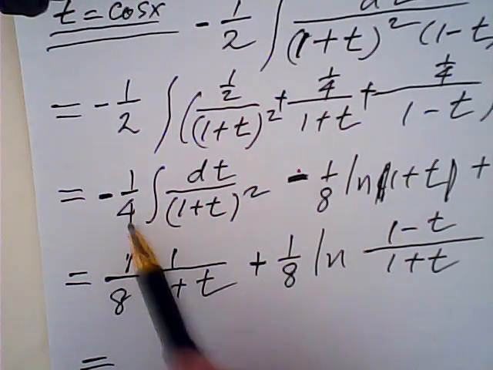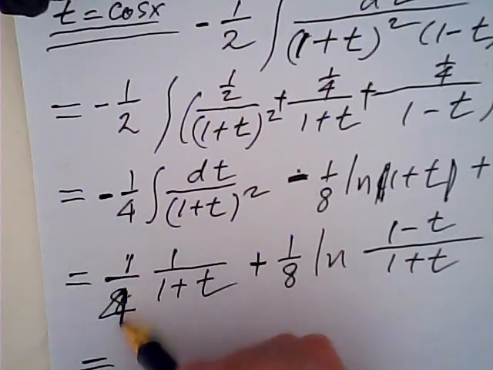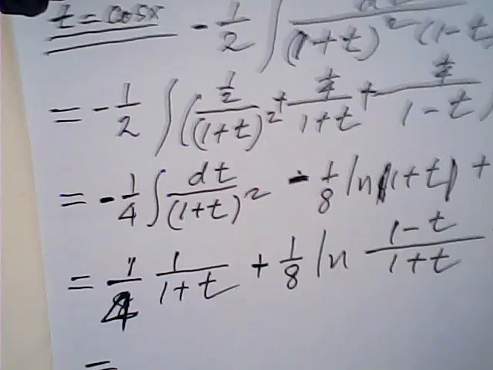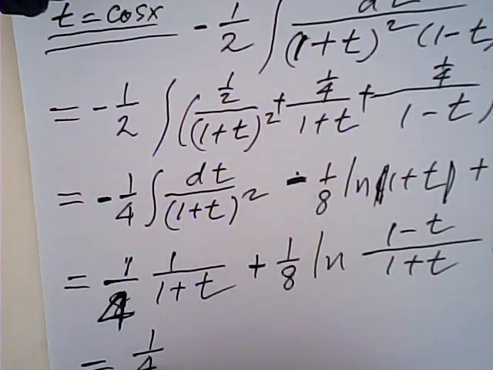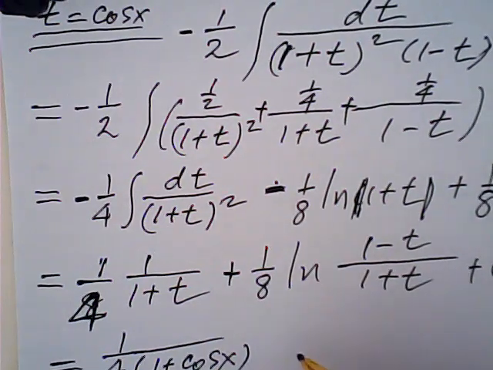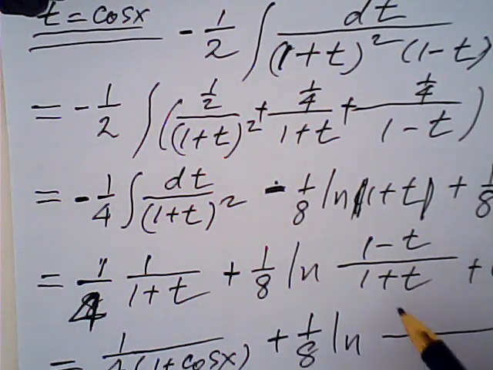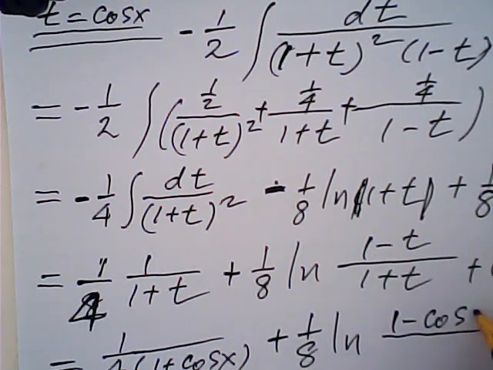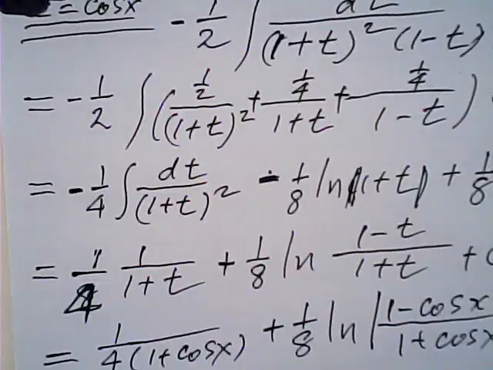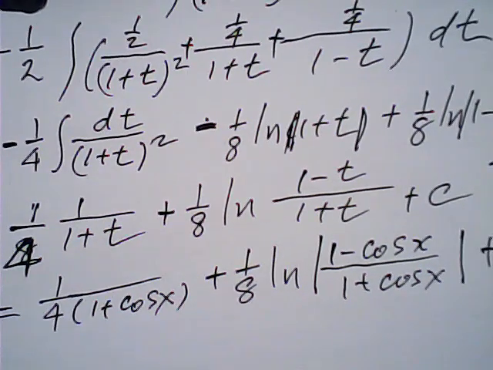So this will be, this is 4, right? So where is it? No, this is a 4, sorry. Excuse me. 4, therefore this is 1 over 4, 1 plus cosine x. That is this term. Plus 1/8 log of 1 minus cosine x over 1 plus cosine x. See, okay, that is the end of the integral by method 1.